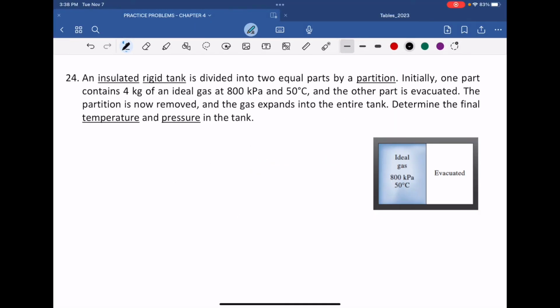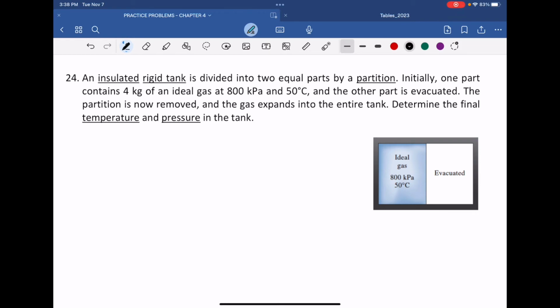An insulated rigid tank is divided into two equal parts by a partition. Initially, one side contains 4 kilograms of an ideal gas. The other part is evacuated. Now the partition is removed, and the whole tank is filled with the gas. Determine the final temperature and pressure.